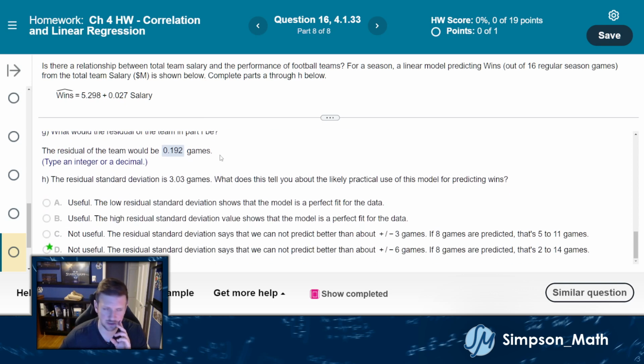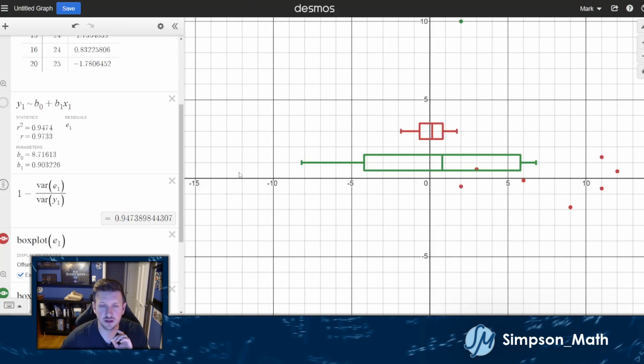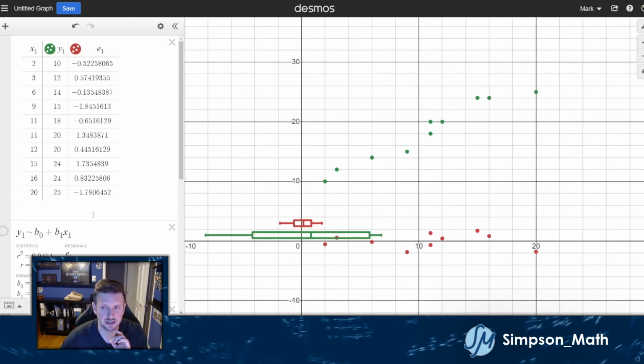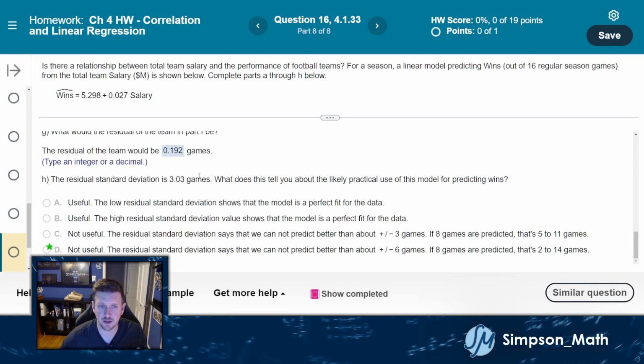All right, I think last question. The residual standard deviation is 3.03. So when we showed you this earlier, if I showed you just these red dots right here, those are the residuals. If I find the standard deviation of those residuals, that's what we're talking about. So I'm giving you that the standard deviation of the residuals is 3.03. What does this mean practically? Well, in the practical sense, this is not really useful.